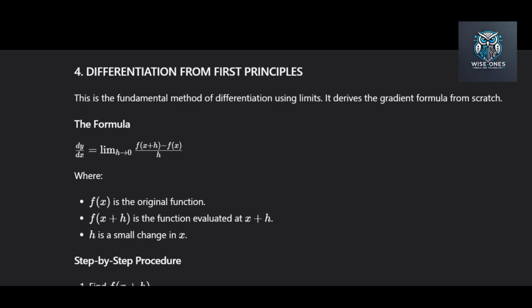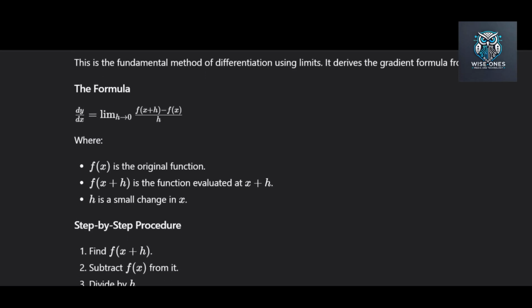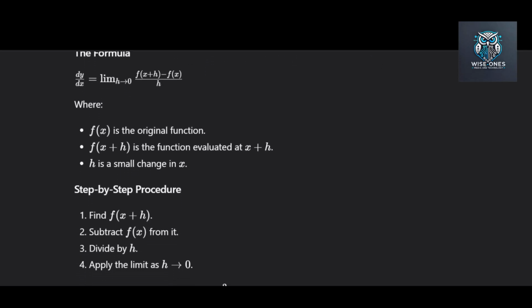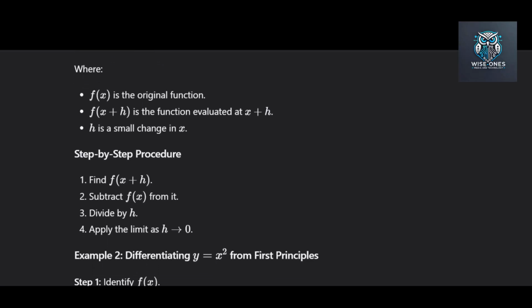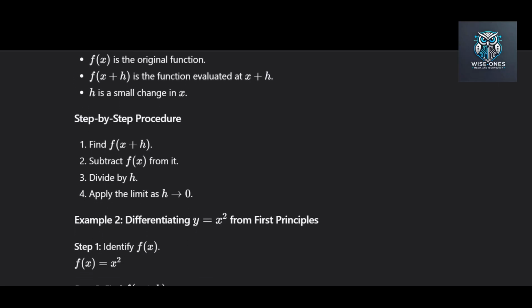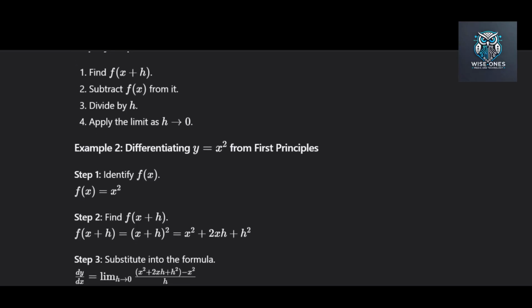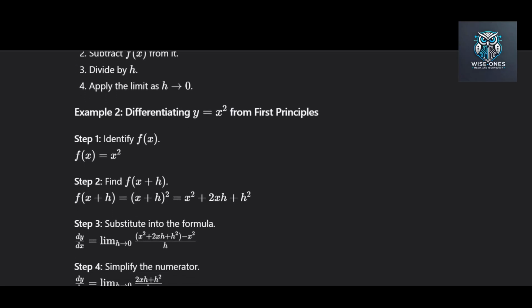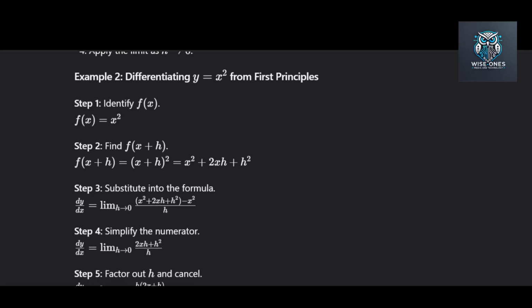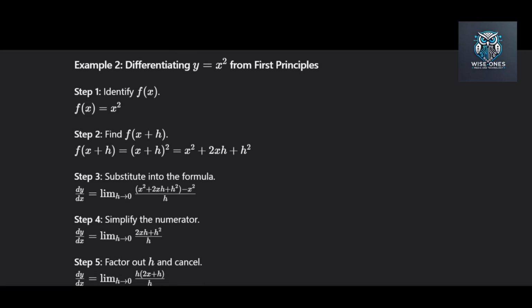Here is the step-by-step procedure. 1. Find f of open bracket x plus h close bracket. 2. Subtract f of x from it. 3. Divide by h. 4. Apply the limit as h approaches 0. This means wherever you see h, you make it 0.